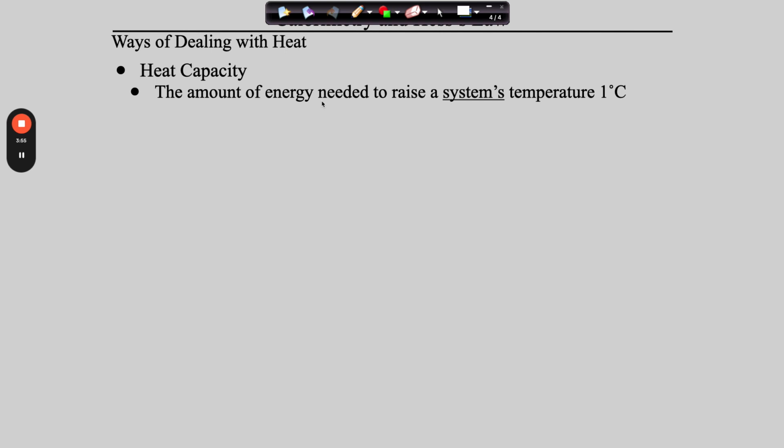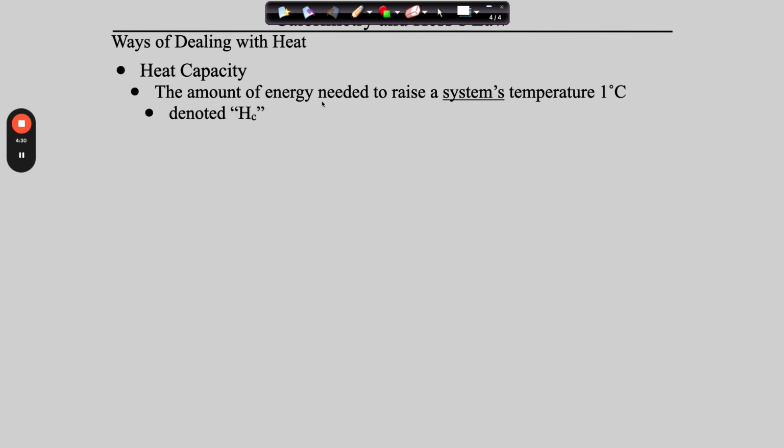So you ready? Given the definition of heat capacity, what are the units for heat capacity? Joules. So joules, because joules is energy. It would be joules over Celsius. Exactly. Guys, the units are joules over degrees Celsius. Guys, let that rattle for a minute. The amount of energy needed to raise a system's temperature 1 degree Celsius. So it's joules over degrees Celsius.